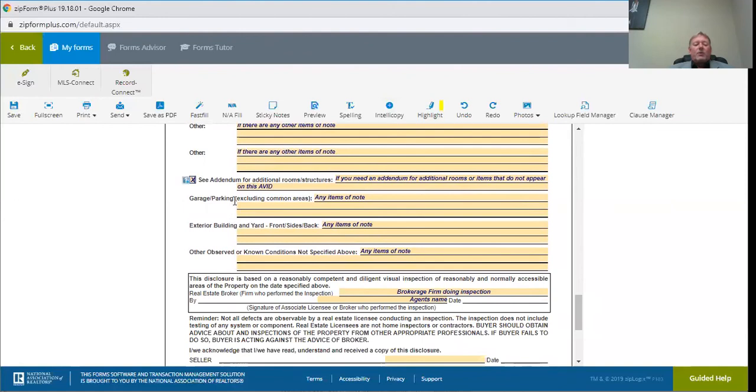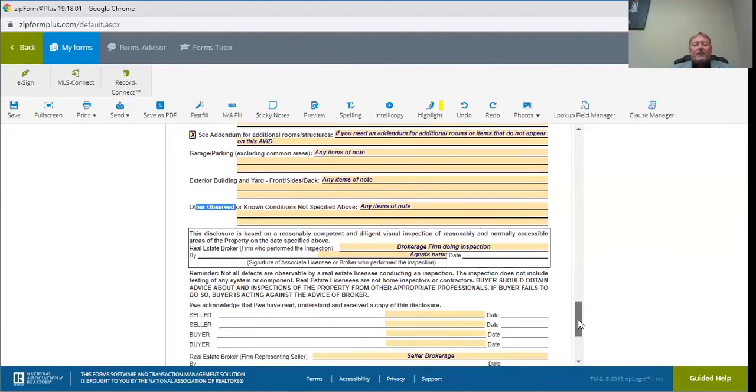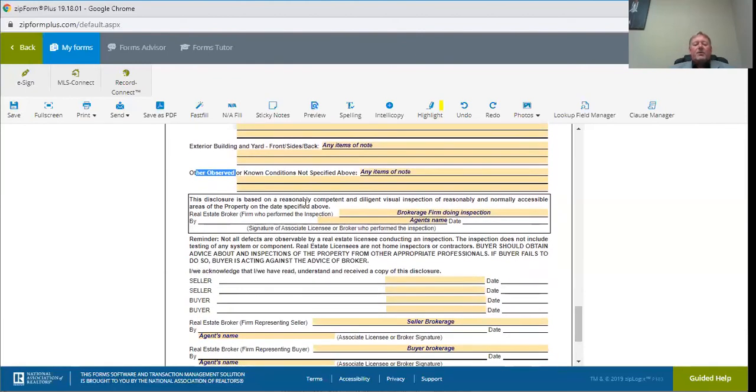Now we're getting into the garage itself, the exterior building and or yard, and then any other things that you've noted for observation. So now you've completed, to the best of your ability with your due diligence, any items that you've noted on your AVID. You get to the bottom, and this disclosure is based on the reasonably competent and diligent visual inspection of the individual. Here we have the real estate broker. This is the firm that's filling out the inspection.